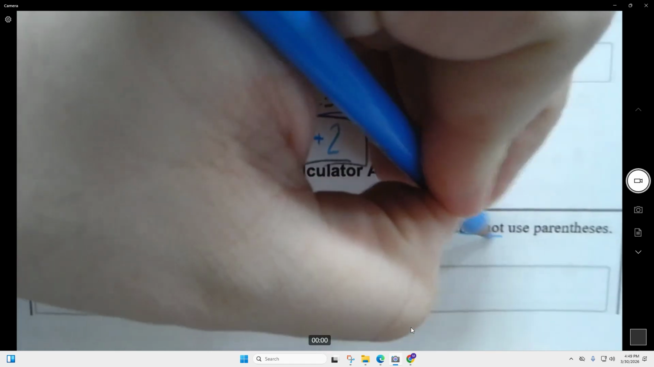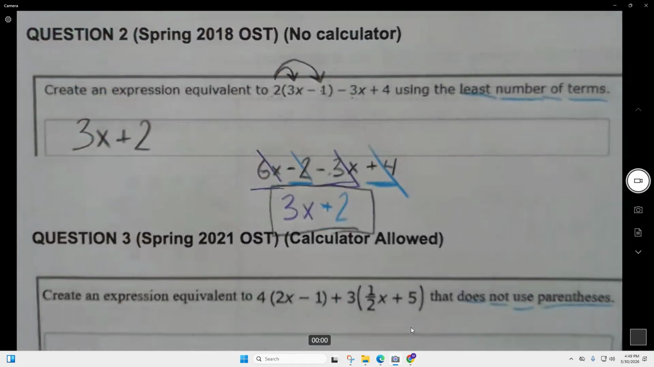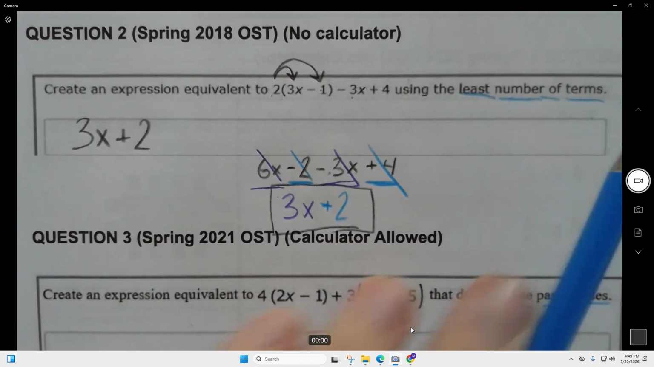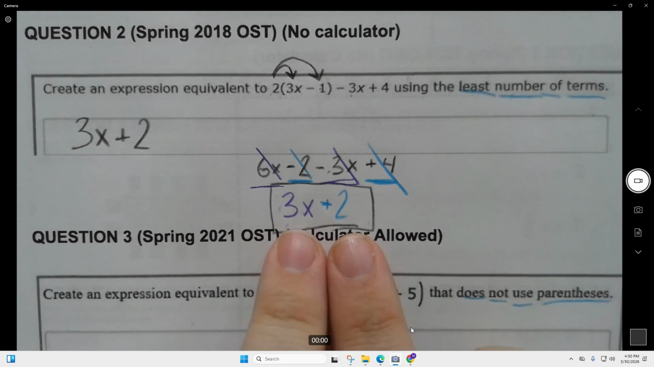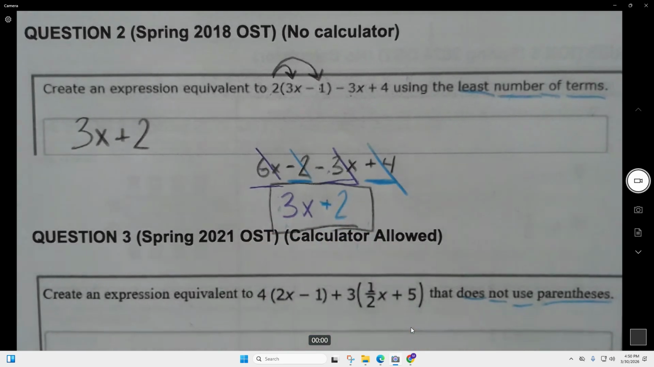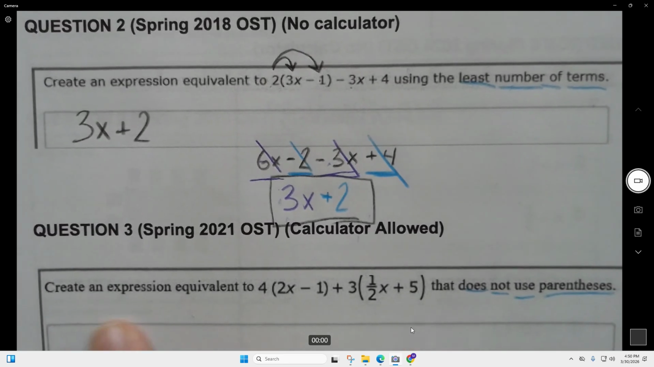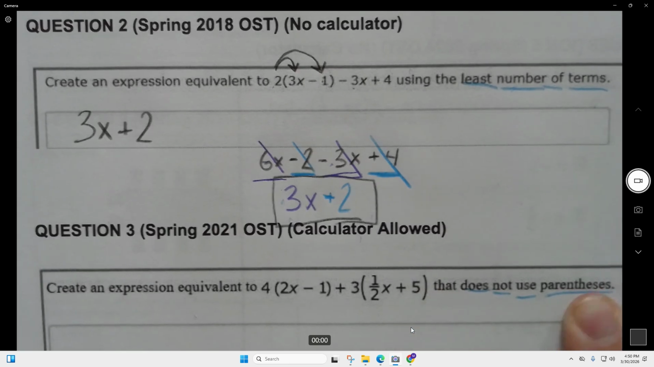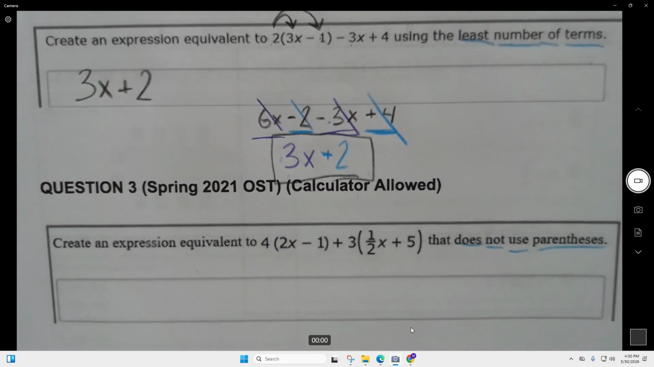So let's talk about the difference between this question and the last question. The last question said using the least number of terms, meaning it had to be in as few terms as possible. Remember, a term is anything separated by an addition or subtraction sign. So here we have 2 terms, 3x and 2. Here, in question 3, it just says create an equivalent expression that does not use parentheses, meaning you can just distribute and be done. So let's distribute.